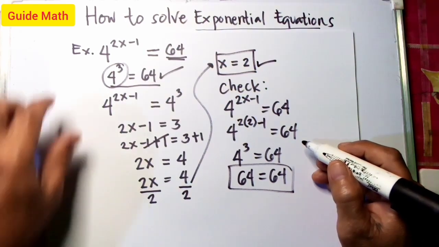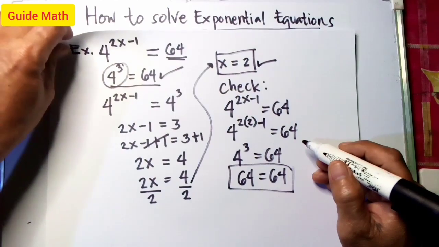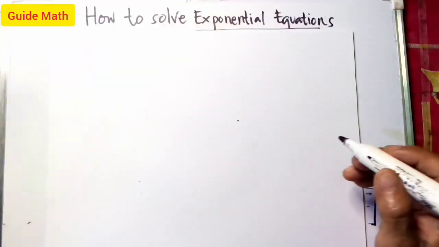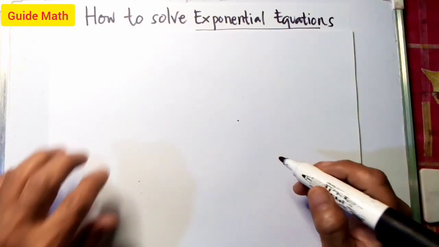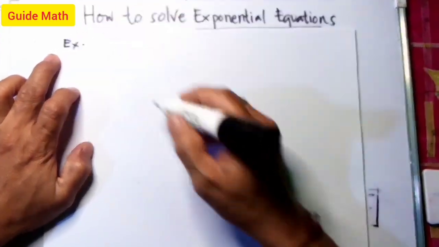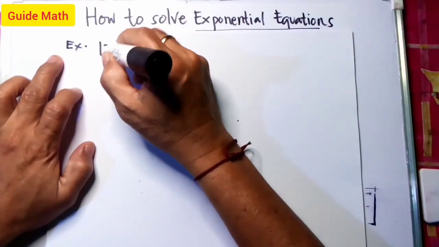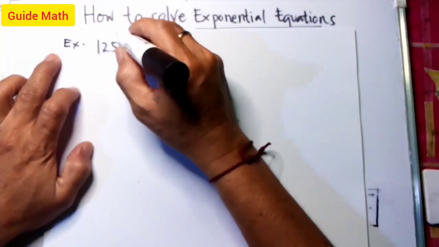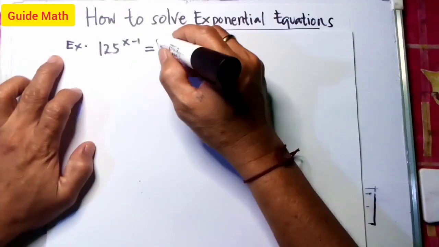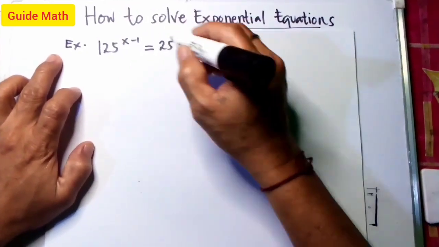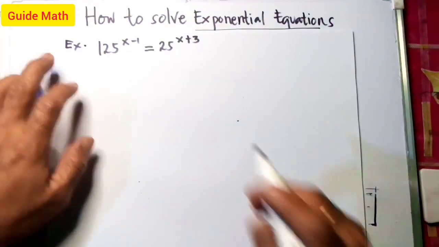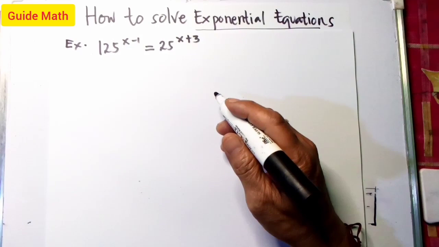So para mas madali natin, para mas maintindihan pa natin, magkakaroon tayo ng second example, no? Let's say, example number 2 natin. Suppose we have 125 raised to x minus 1 is equal to 25 raised to x plus 3, no? So we are now going to solve for the value of x, no?